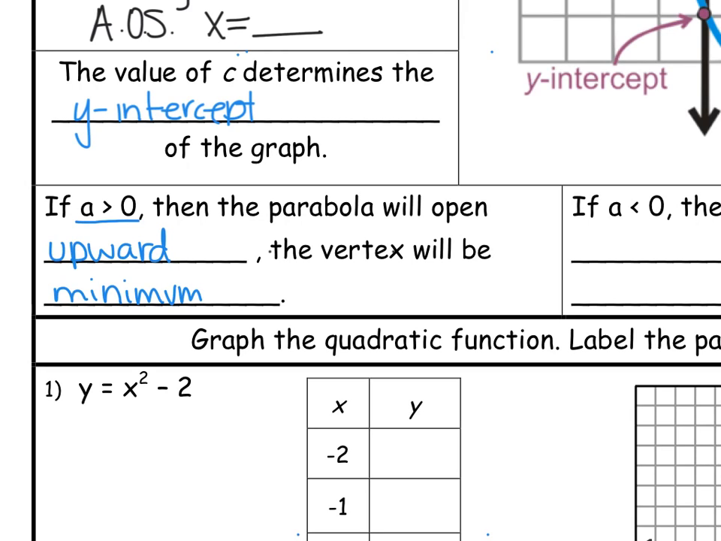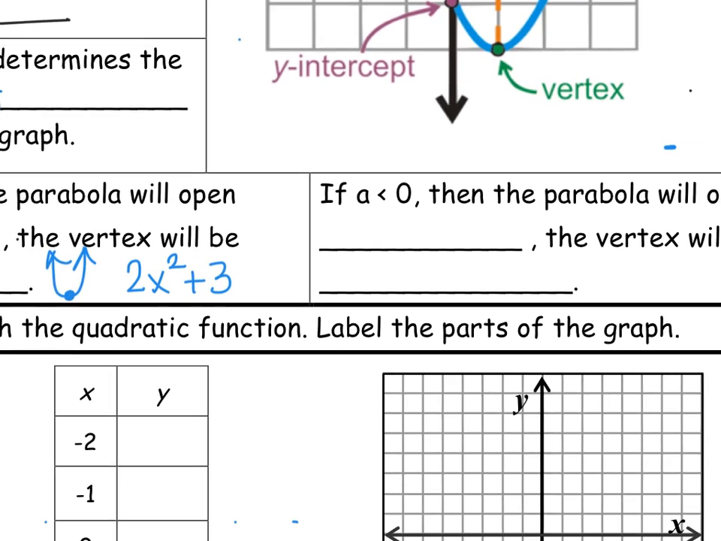So we'll get a parabola like this, and our vertex is a minimum. That would be something like if we had a quadratic equation that was 2x squared plus 3. This number right here is bigger than 0, so that automatically means that our parabola is going to open upward.